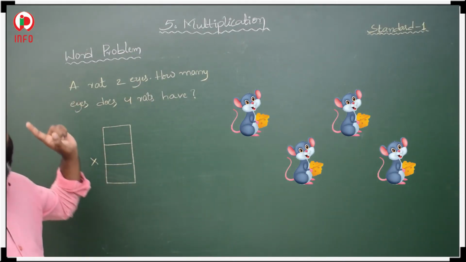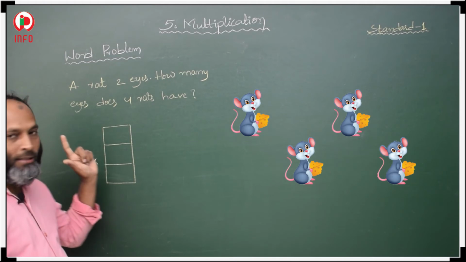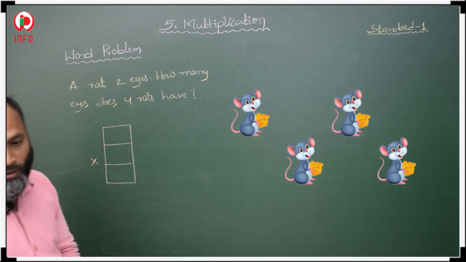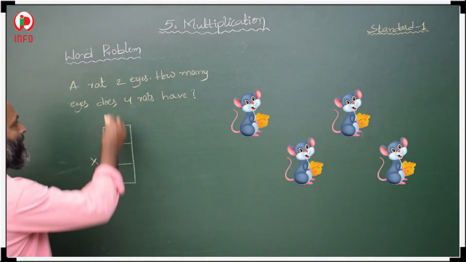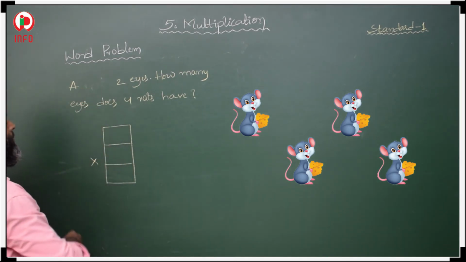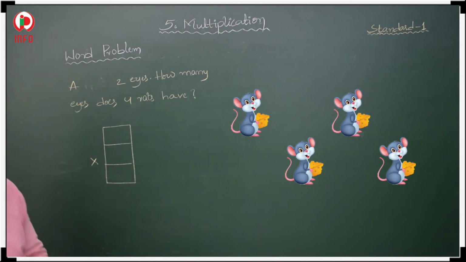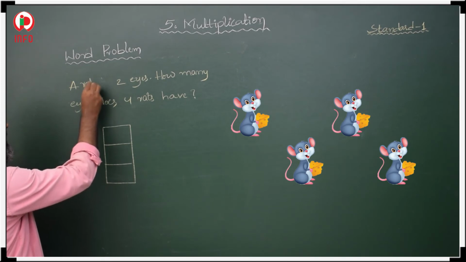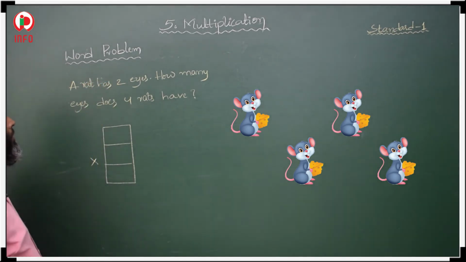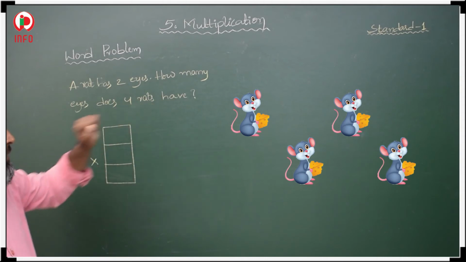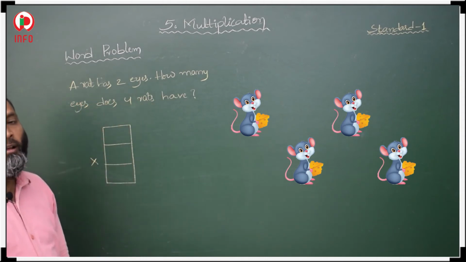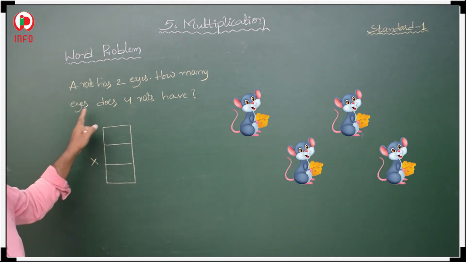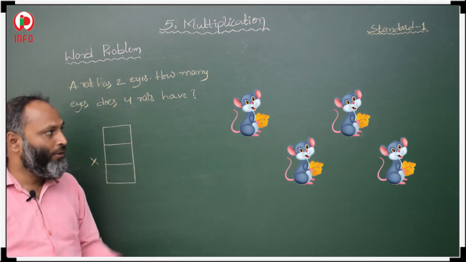Okay, children, see here. These are our word problems. A rat has 2 eyes. Every rat has 2 eyes. How many eyes does 4 rats have? Total how many rats are there?